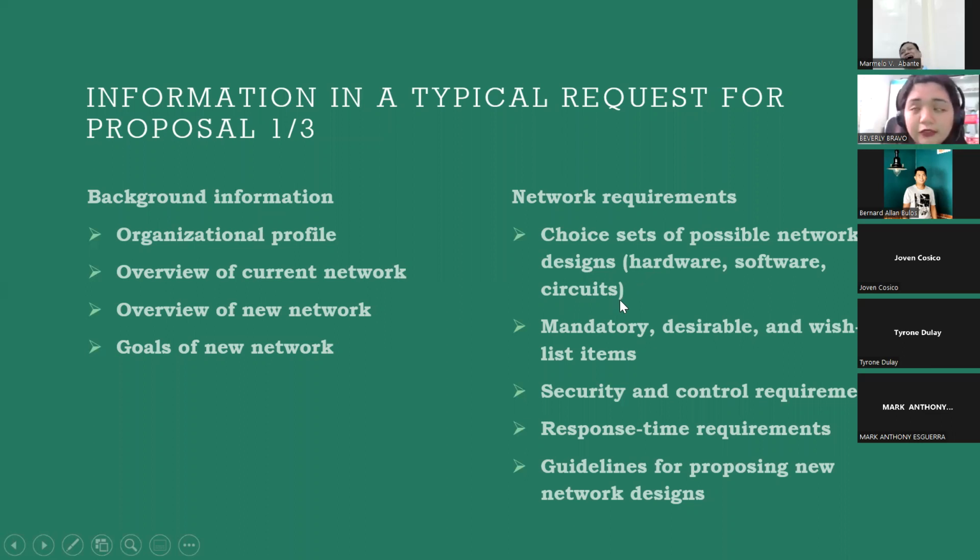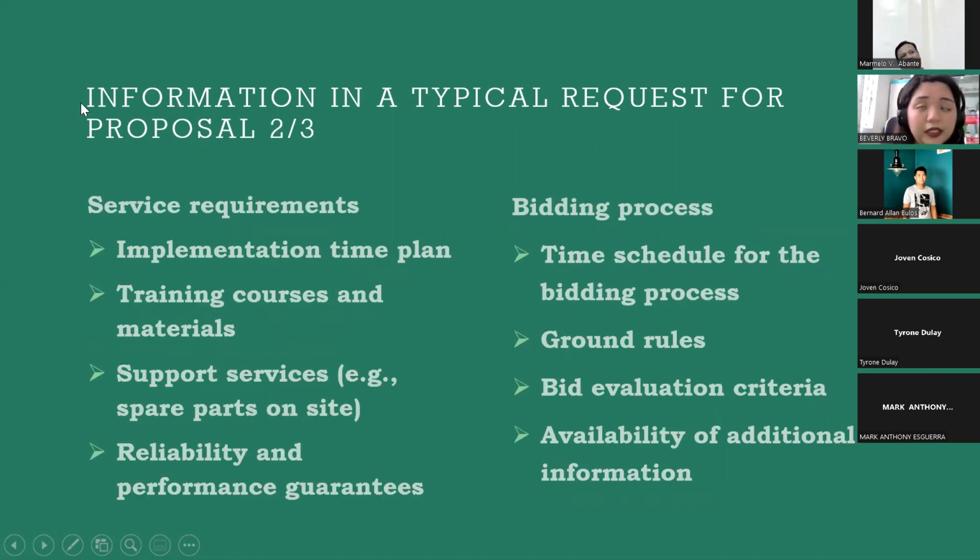We also have the network requirements. I've already mentioned this before. The network requirements, choice sets of possible network designs, like the hardware, software, and circuits. We also have the mandatory, desirable and wish list items, security and control, and so on. So basically all the things that our network requires. Also included in the request are service requirements and bidding process requirements. The bidding process, especially when you're working with the government, is such crucial information to have in your request for proposal. So it has to be time bound, of course. The rules or the expectations for this network design.